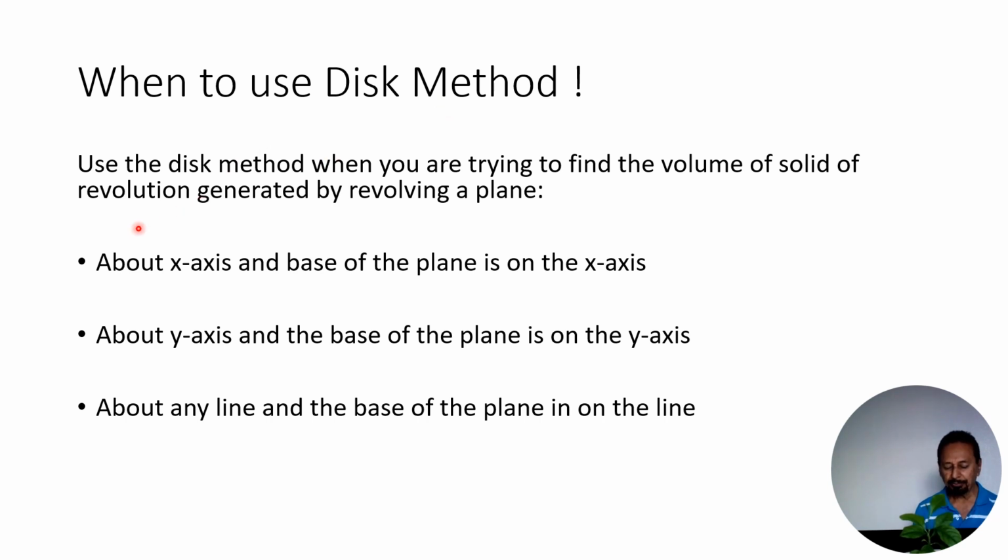Now, when to use the disk method? You use the disk method when you are trying to find the volume of a solid of revolution generated by revolving a plane region about the x-axis and the base of the region is on the x-axis, or about the y-axis and the base of the region is on the y-axis, or about any line and the base of the region is on the line. And if the base of the region is away from the line, then you cannot use this method. You have to use a method called the washer method, which we'll discuss in another video.